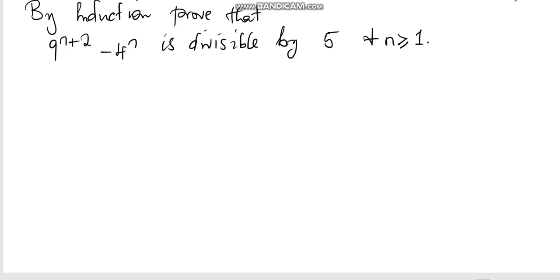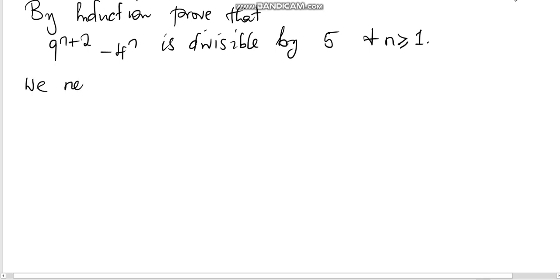Okay, so prove by induction that this expression that we have here is divisible by 5. Here we need to show that it's true for n equals 1. Meaning that when we substitute 1 where there's n, whatever number we get should be divisible by 5 without leaving a remainder.